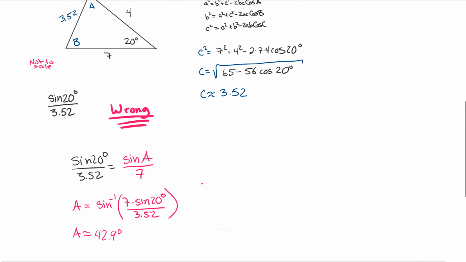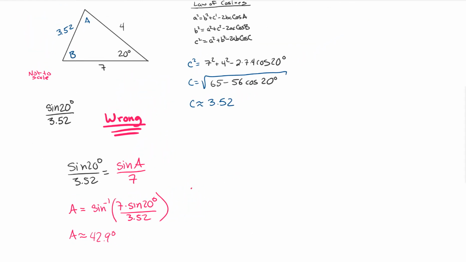Now let me show you how ridiculous this is. All right, 42.9 degrees. Now remember, all of this is wrong. So I go into here and say this one's 42.9 degrees. And if that's 42.9 degrees, let's do it: 180 minus 20 minus 42.9 degrees. We're going to say that this has got to be 117 degrees.